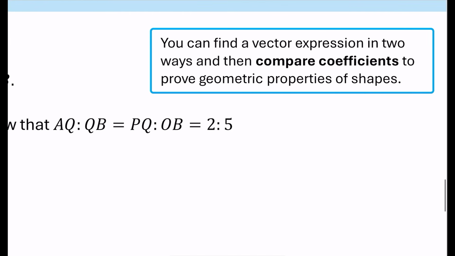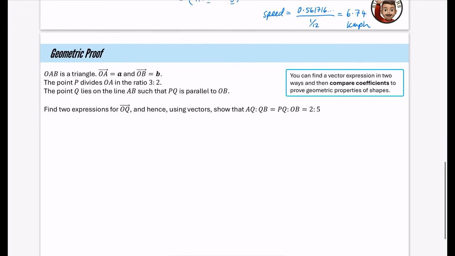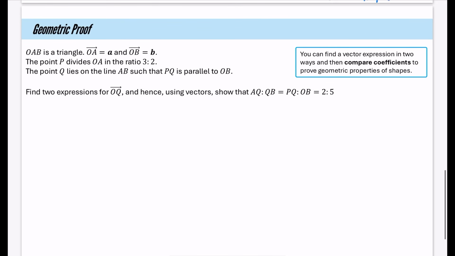And I've said here that what you can do is find a vector expression in 2 different ways, and then compare the coefficients to prove some particular geometric properties of the shapes that we've got here. It'll make a lot more sense when we see it with an example. So we have that OAB is a triangle. There's no diagram, so instinctively I want to have a diagram to start with, even though that was terribly drawn. Luckily it fixes it for me on here.